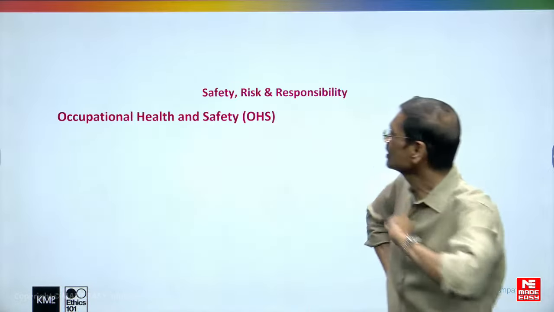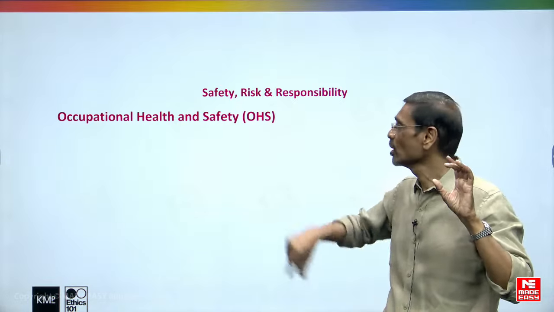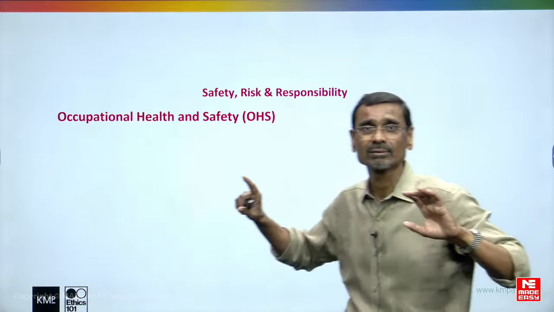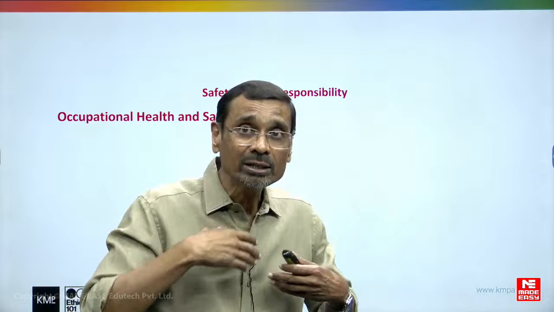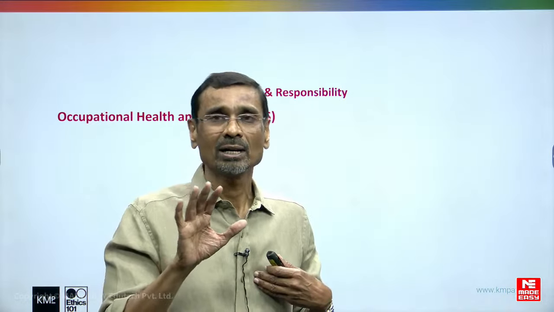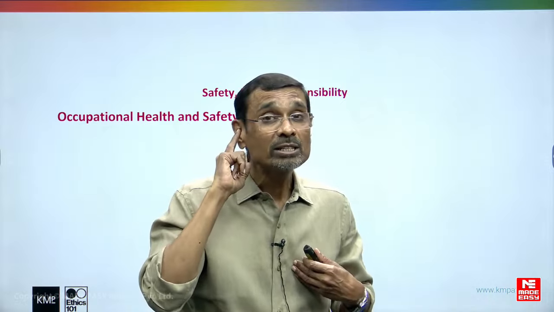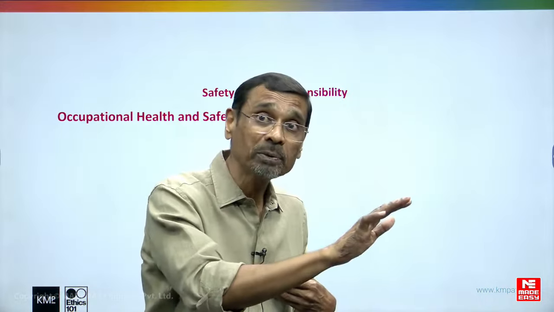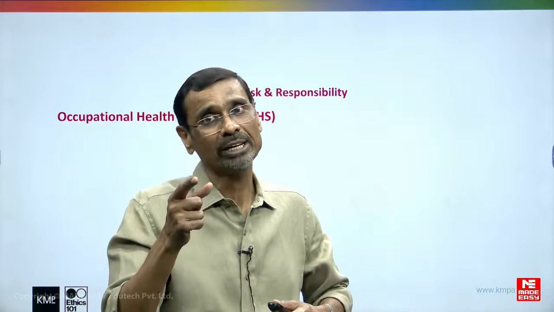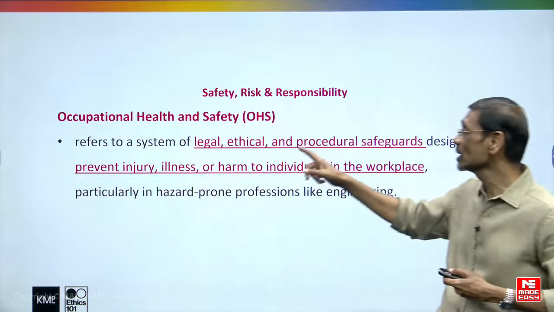Okay. Chalo. Now, this is something which is close to my heart, and probably you'll have a question also. अच्छा, इसको बोलते हैं OHS, occupational health and safety. When I say occupational health, it means a professional may fall sick because of the workplace. That's called occupational health. Because of your occupation, your health is getting affected. Safety अलग है. Because of your workplace, you're getting injured. That is a safety issue. Please listen carefully. Because of your workplace, if you're falling sick, that's occupational health. Because of your workplace, you're incurring physical injury, that's a safety issue. So, it refers to a system of legal, ethical, procedural safeguards designed to prevent injury, illness, harm to individuals in the workplace.